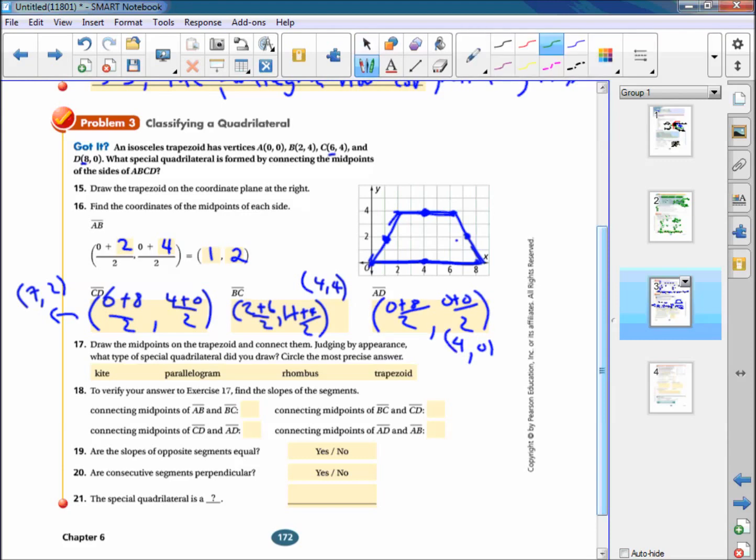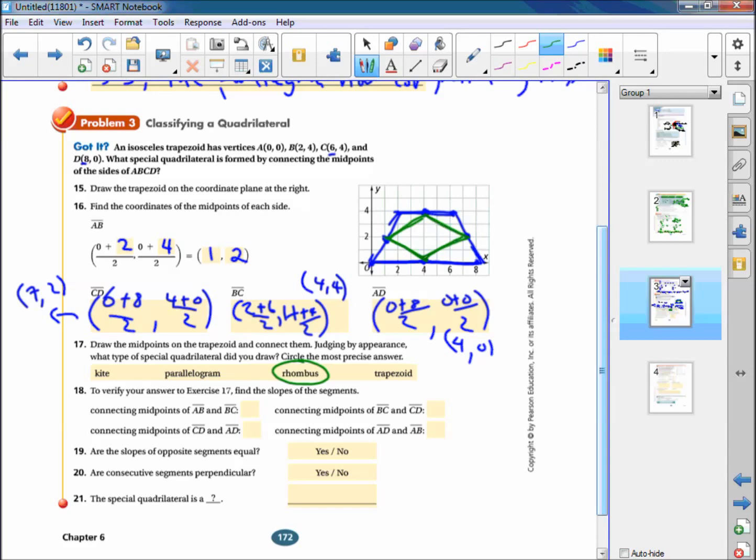So draw the midpoints of the trapezoid and connect them all. So let me connect mine. And what does this new one look like, this new quadrilateral? I think it looks like a rhombus to me. Well, let's check. To verify your answer, find the slopes of the segments, because to be a rhombus, the slopes of the opposite segments should be parallel. So this could be a rhombus or a parallelogram. Not really certain which yet.